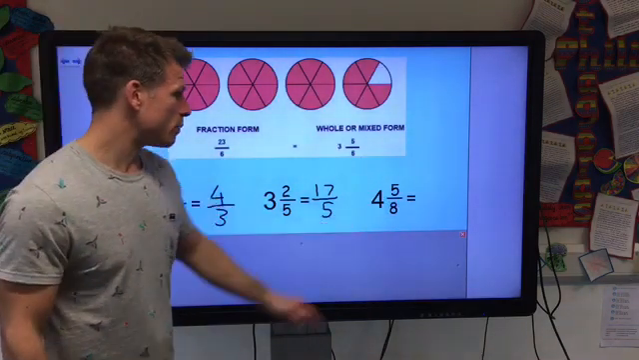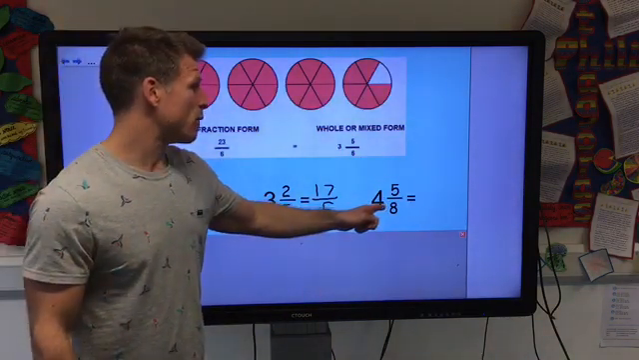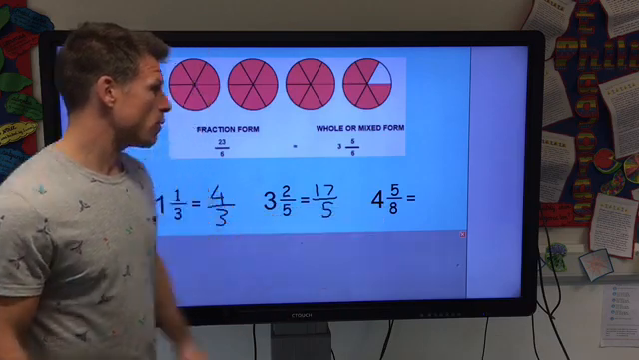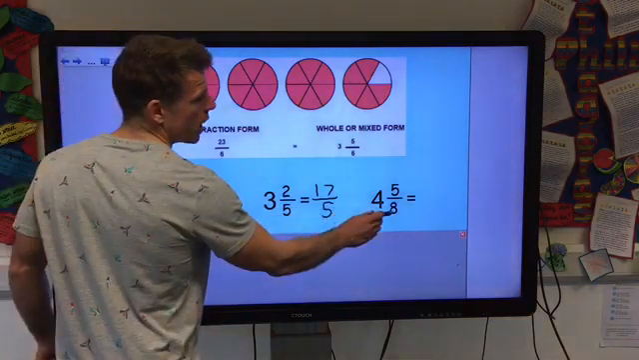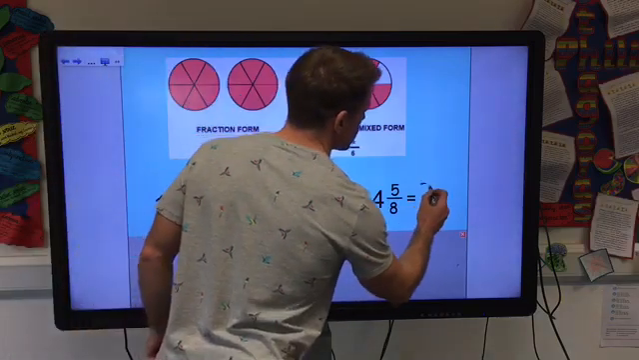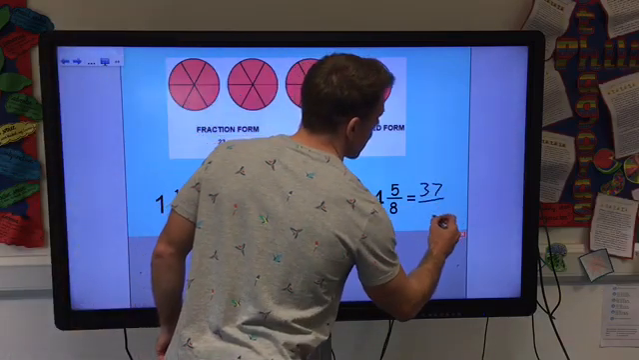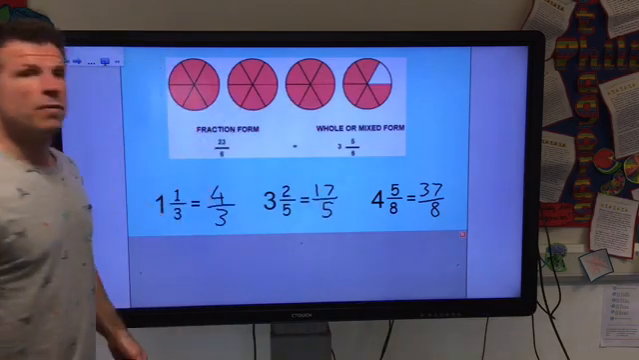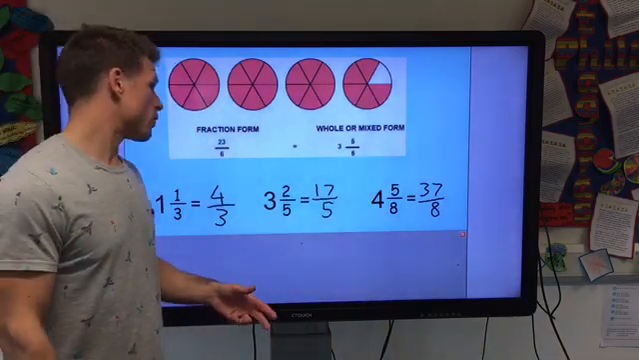Let's have a look at this one. 1 whole is 8/8, isn't it? 2 wholes, 16/8, and so on and so forth. So 4 times 8, which is 32, and then add the 5, which is 37/8. So that's converting mixed numbers back into improper fractions.